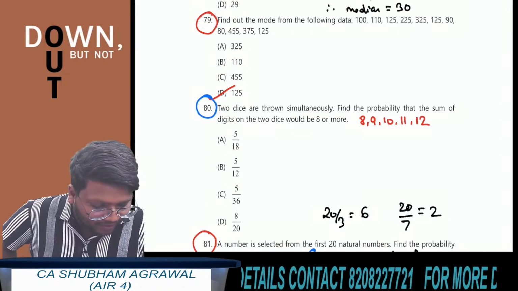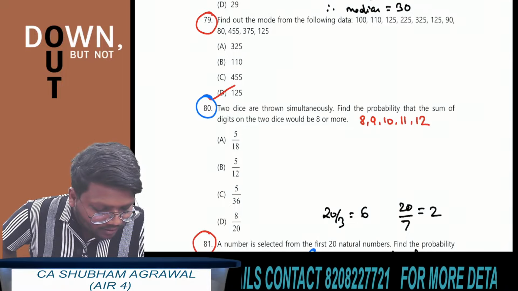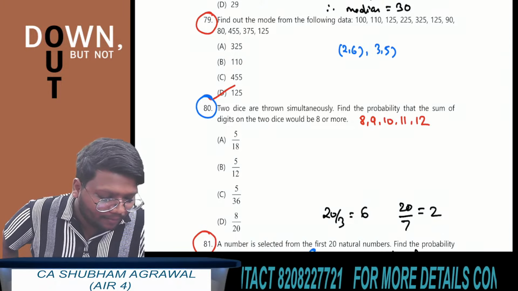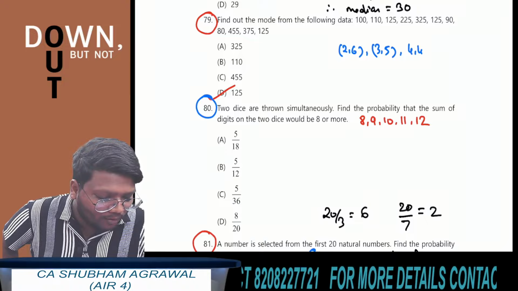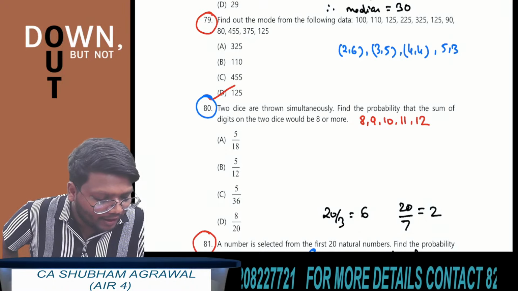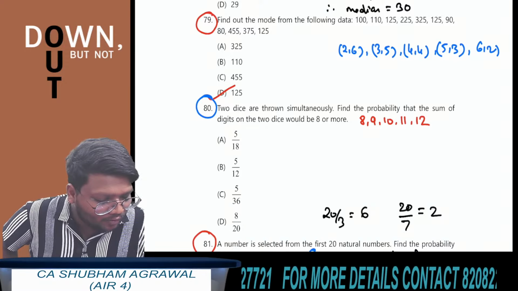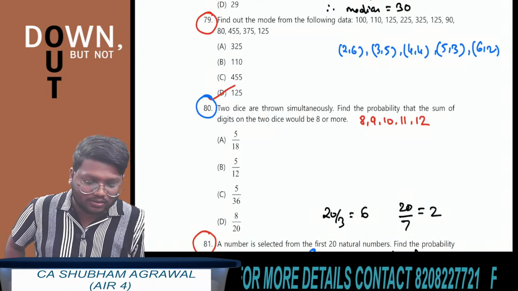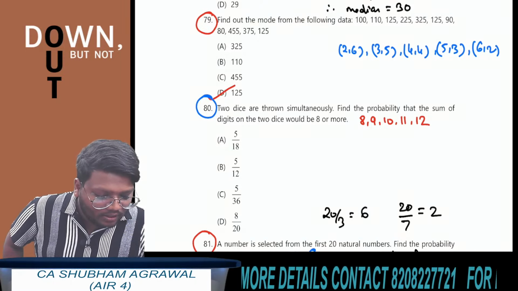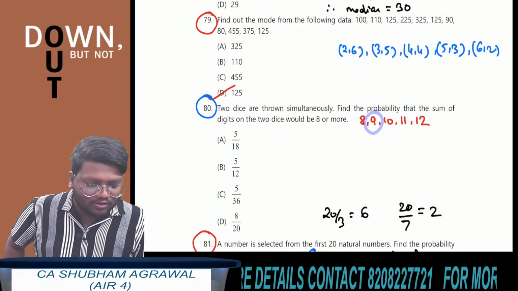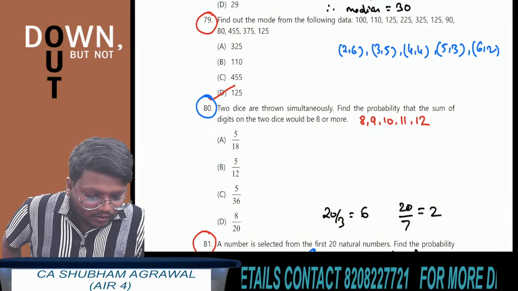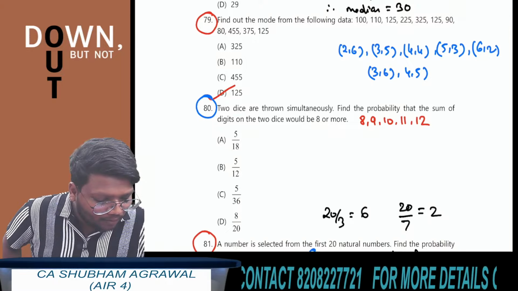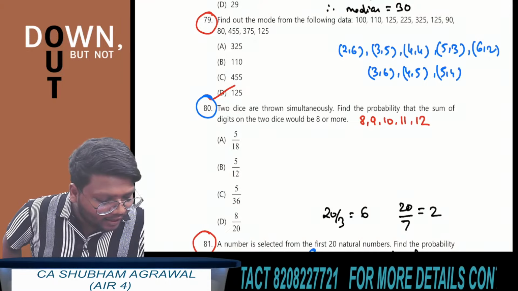Here I am writing all the favorable outcomes. You can write here 2, 6, then 3, 5, after that 4, 4, 5, 3 and 6, 2. Can we write 1, 7? No, we cannot write 1, 7 because that is not possible. Now write all the outcomes in which we can get sum of the two digits on the dice as 9. So here you can write 3, 6, 4, 5, 5, 4 and 6, 3.